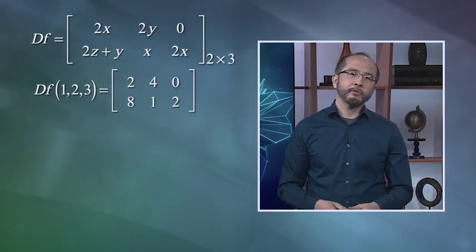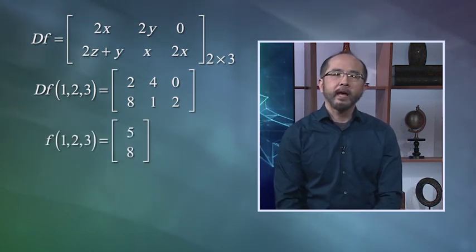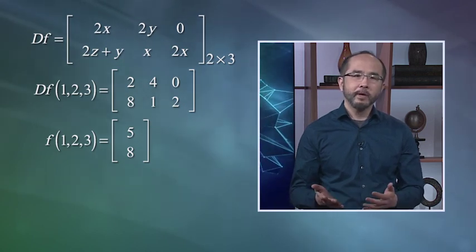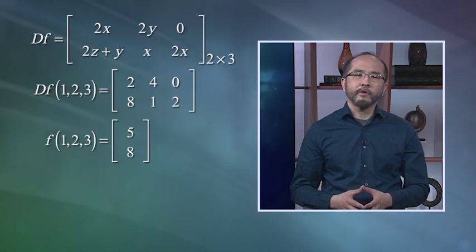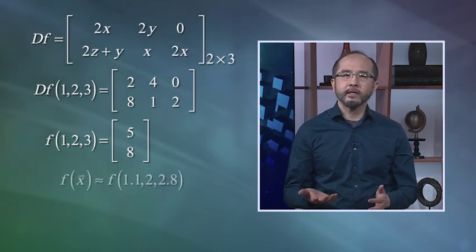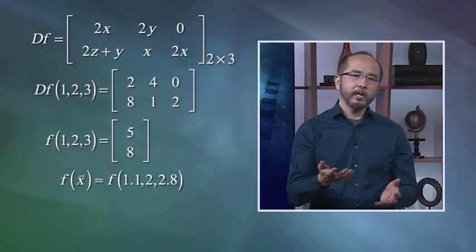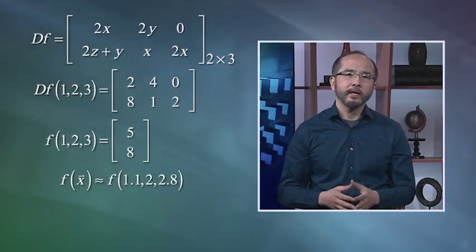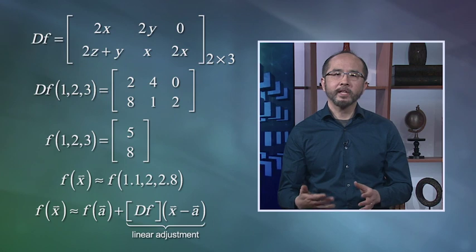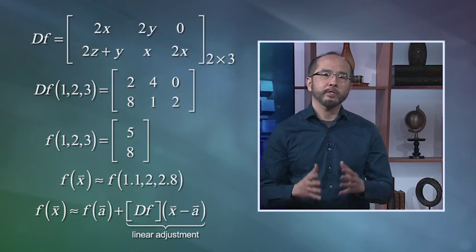Now you can check that (1, 2, 3) goes to the point f(1, 2, 3), which is (5, 8). And any vectors based at the point (1, 2, 3) get mapped to vectors based at (5, 8) using the matrix Df. So if I want to estimate the function value of f at a nearby point, let's say x is the vector (1.1, 2, 2.8), and I know f at the nearby point a = (1, 2, 3), then I can use this approximation, which says f(x) is approximately f(a) plus an adjustment that is the matrix Df at a times the change in input, which is x minus a.